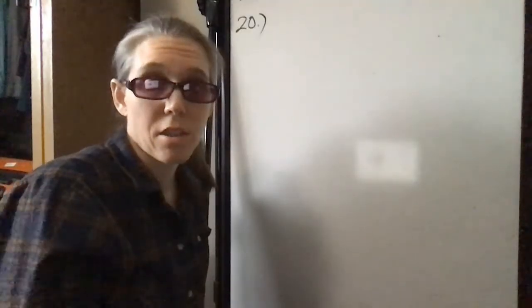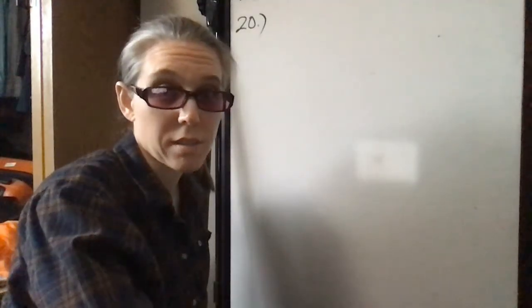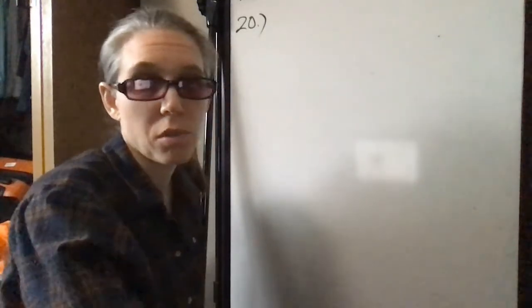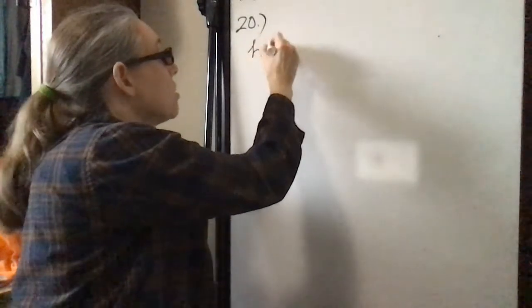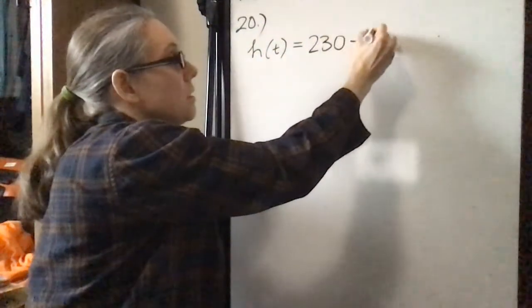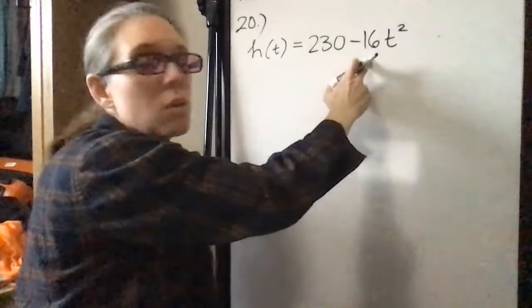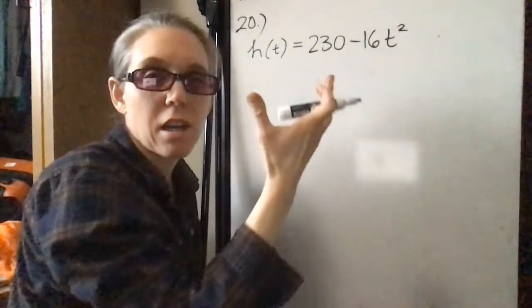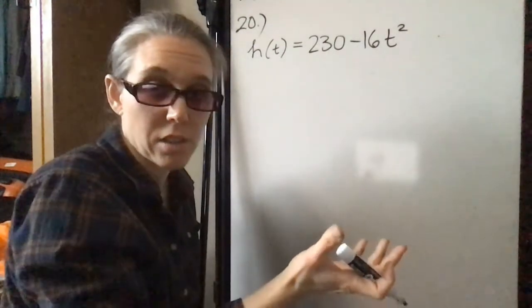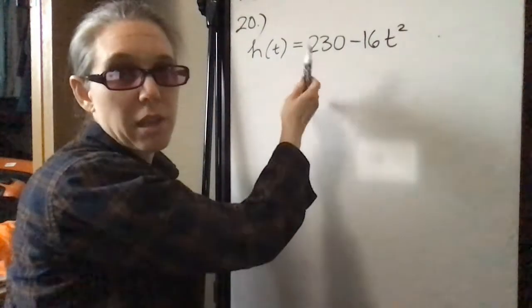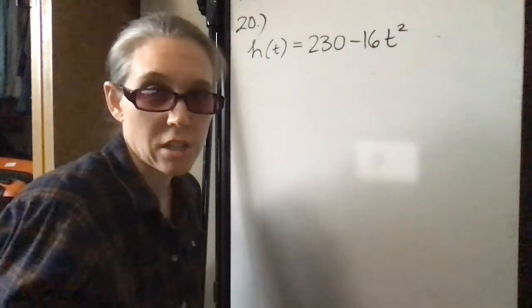Number 20 is another problem that requires work. This says that an object dropped from a height of 230 feet will fall according to the equation h of t is equal to 230 minus 16t squared. So your equation will also say negative 16t squared because of being on Earth and the gravity is going to have the same acceleration. But the number right here, 230, will change.